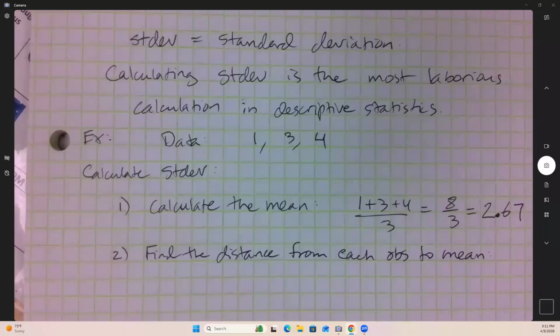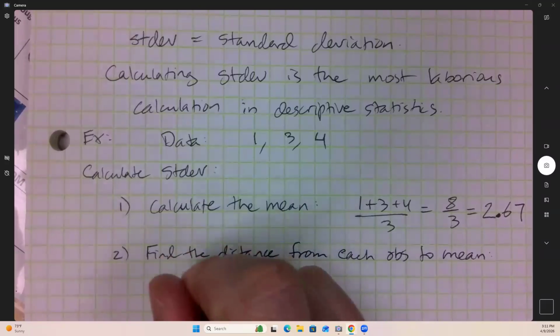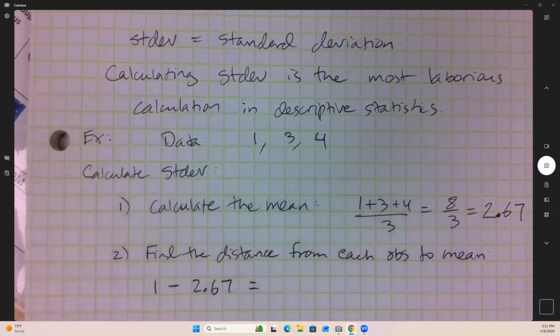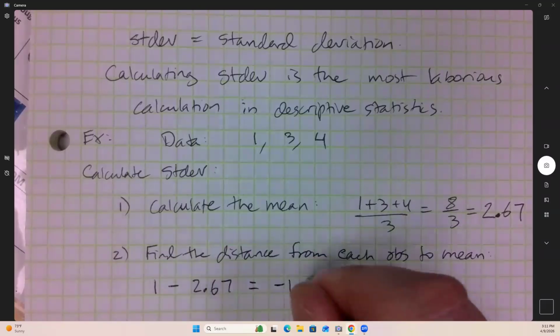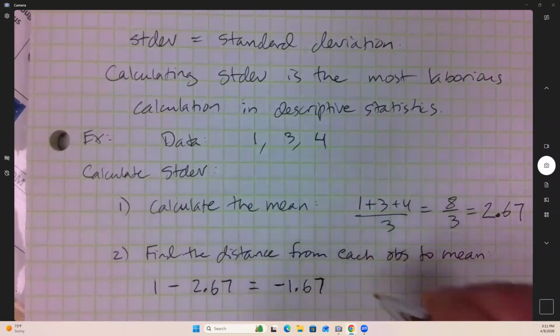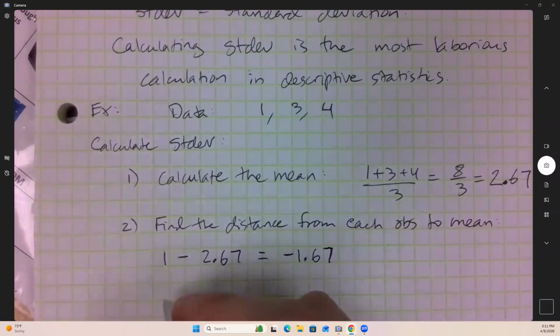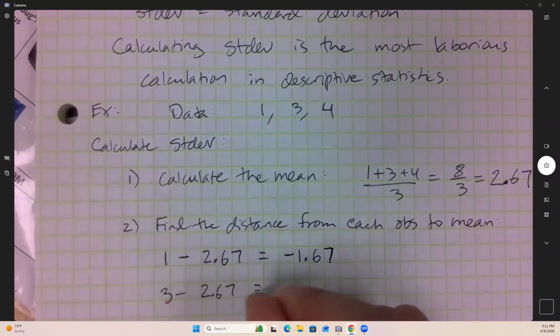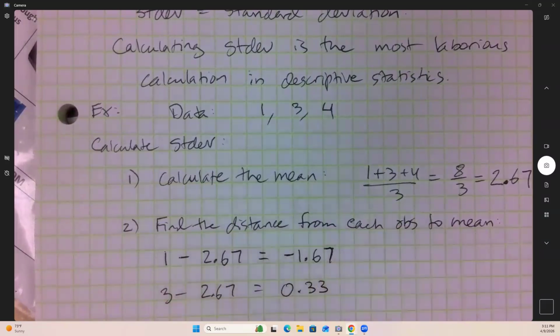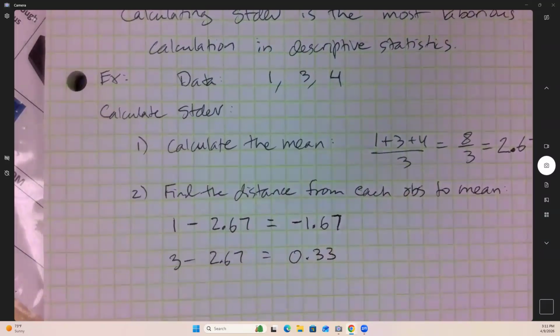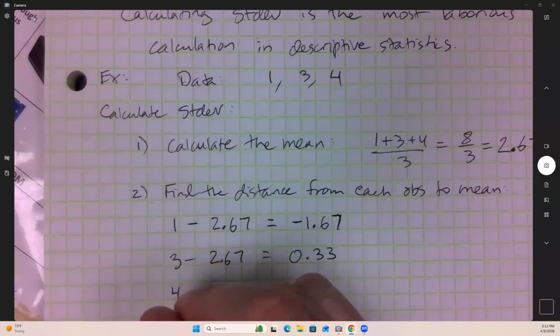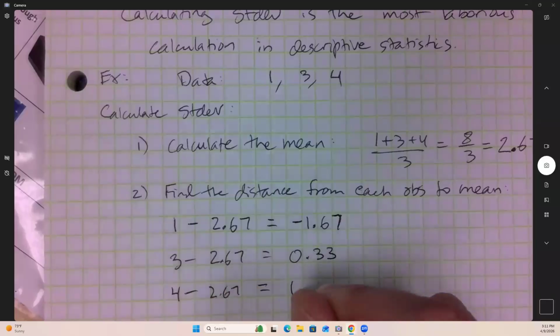That's pretty easy to do. Mathematically, how do we find distance between two numbers? Subtract them. Yeah. So we'll take our first observation, 1, and we'll subtract the mean. 1 minus 2.67 is negative 1.67. And 3 minus 2.67 is 0.33. And 4 minus 2.67 is 1.33.